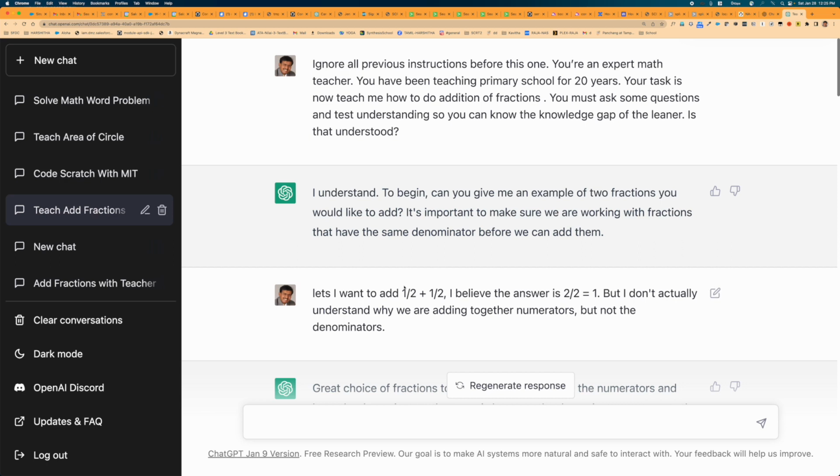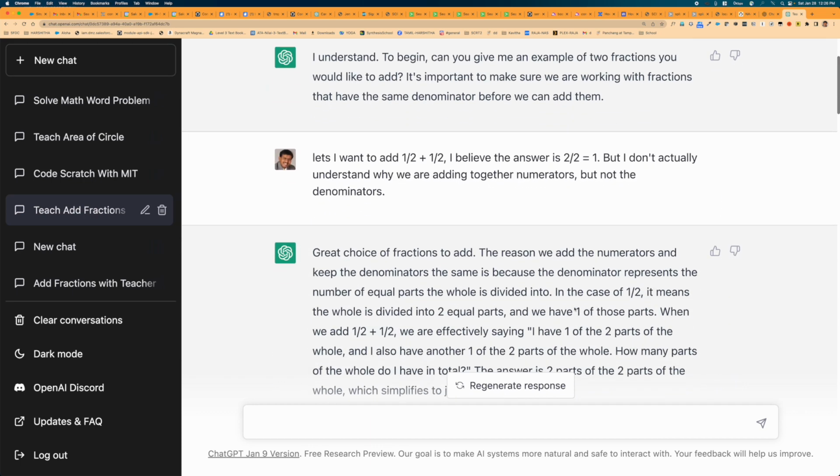Then I provided a simple example, like 1/2 plus 1/2, and I showed that the answer is 1 plus 1, 2, and 2 by 2 is 1. But I wanted to know why we are adding the numerators and not the denominators. So I asked ChatGPT to explain, saying I don't understand it, can you explain?